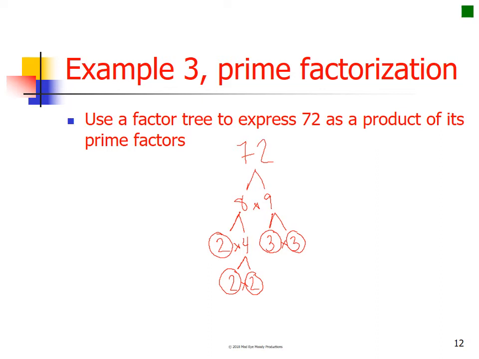I have only primes. And composite, if you remember from perhaps a different year, is when numbers have more than 2 factors. So the prime factorization of 72 is 2 times 2 times 2 times 3 times 3.